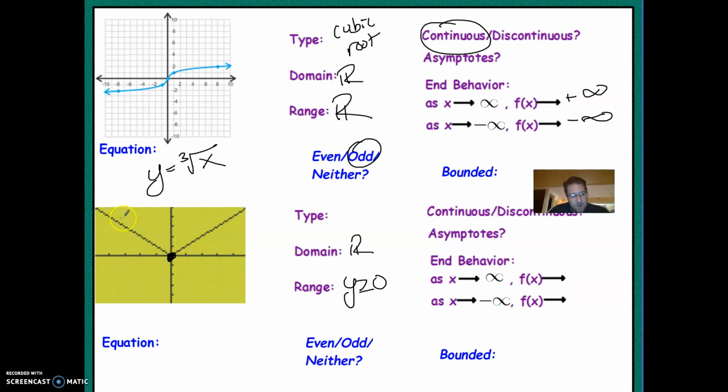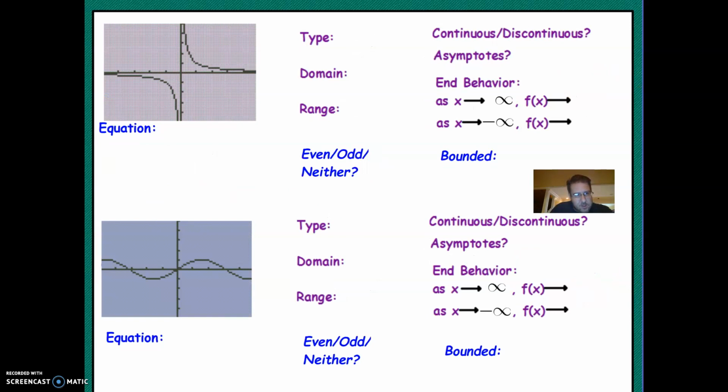This is an even function because it's a perfect reflection over the y-axis. As you go further to the right, the further it goes up. The further you go to the left, the further it goes up as well. All right, and I think that brings us to, okay, we have 4 more.